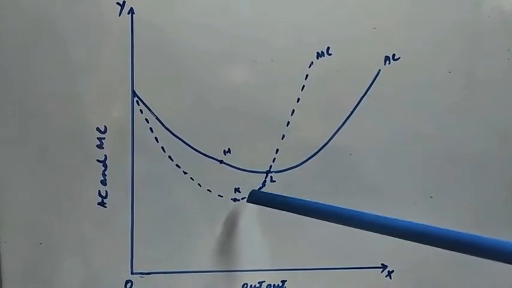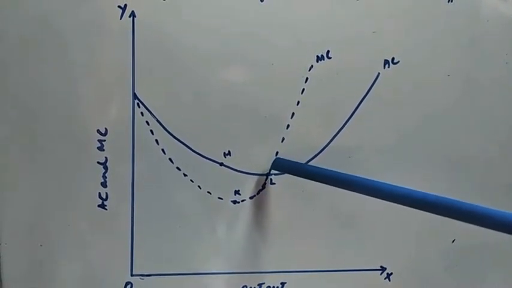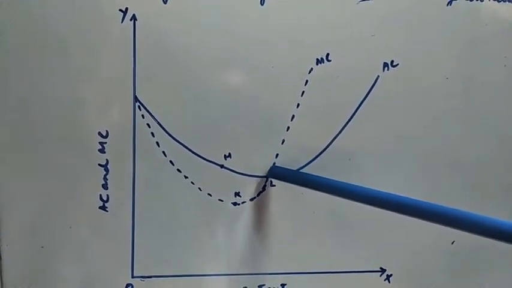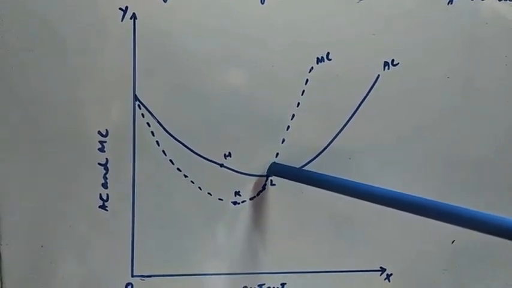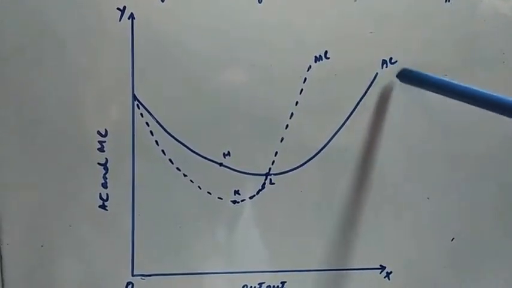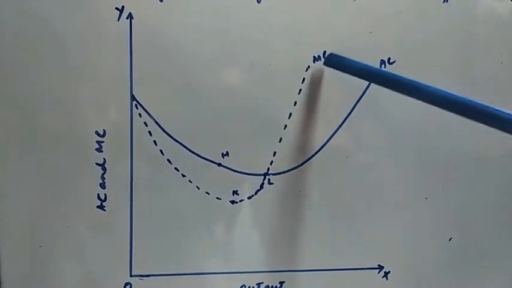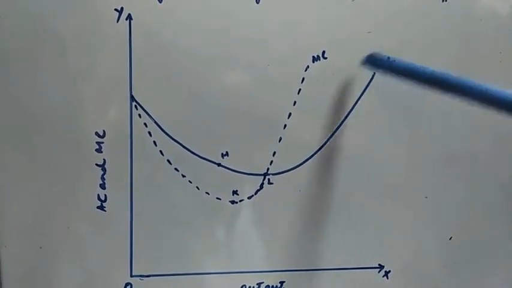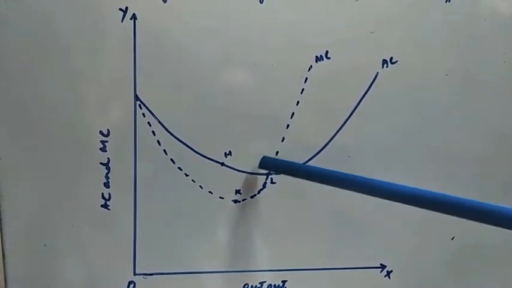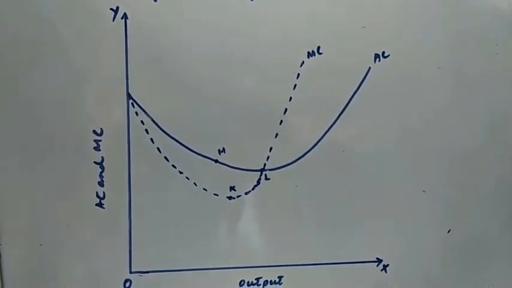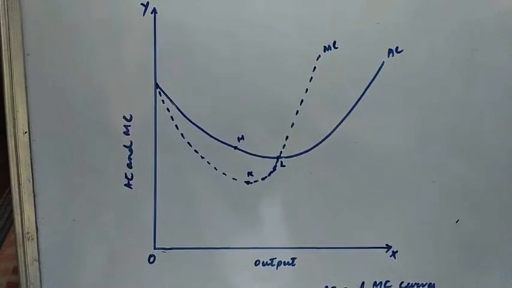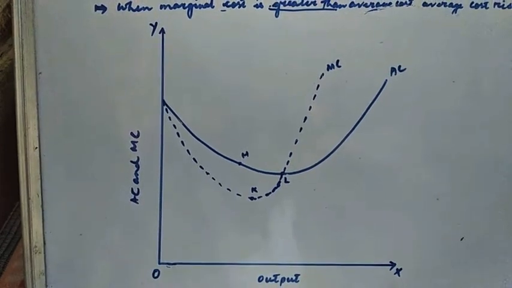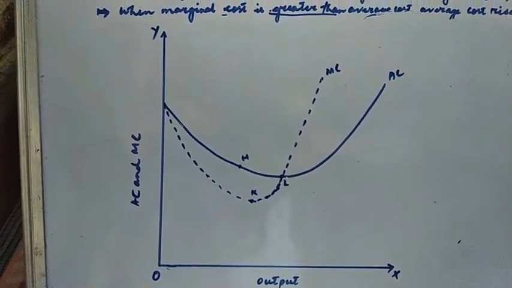Let me repeat again. At point L, average cost is neither rising nor falling, which means that it has ceased to fall. And at point L, the intersection point, MC equals AC, which means that the MC curve cuts the average cost curve at the minimum of average cost, that is at point L. But you have to keep in mind this, that we cannot generalize the direction in which the marginal cost is moving from the way the average cost is changing.